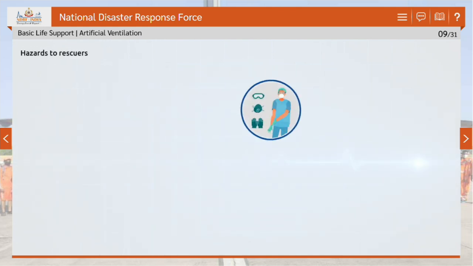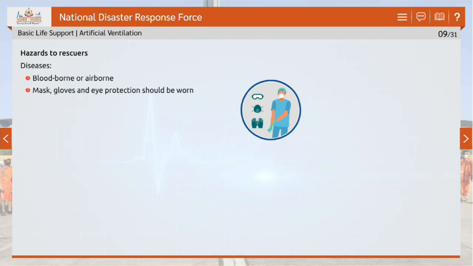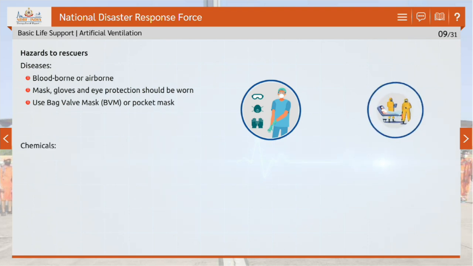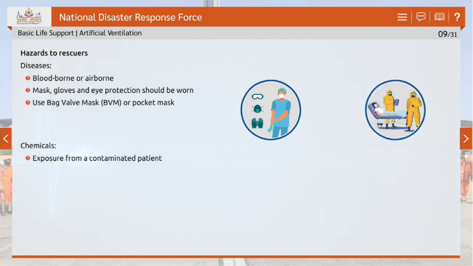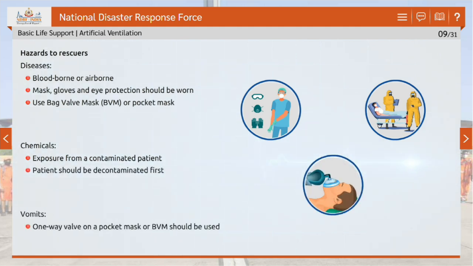Let us discuss the hazards to rescuers. Bloodborne or airborne diseases can be prevented by wearing mask, gloves, and eye protection. Use bag valve mask, BVM, or pocket mask. Hazards like chemicals spread because of exposure from a contaminated patient. Patient should be decontaminated first. Vomiting can be prevented by using one-way valve on a pocket mask or BVM.